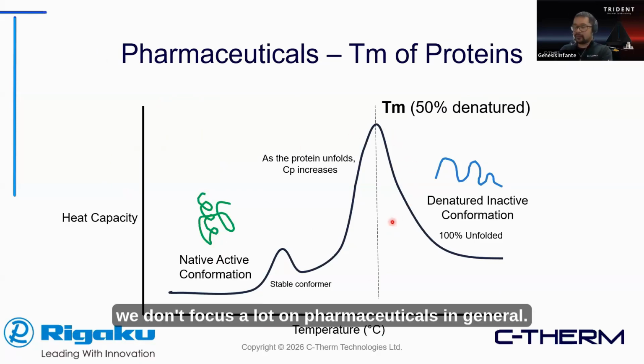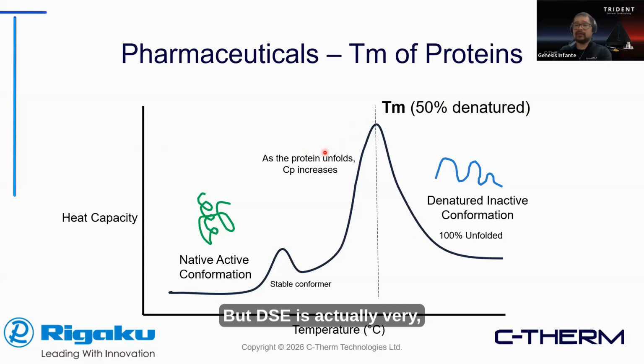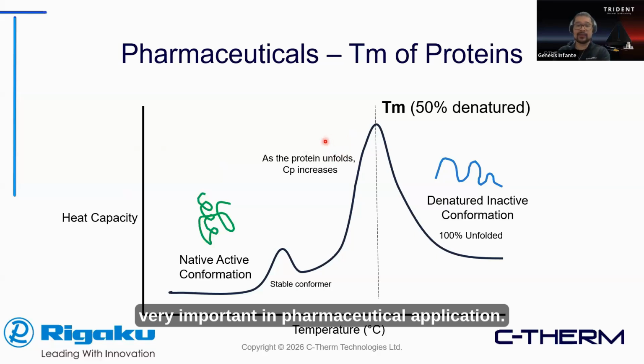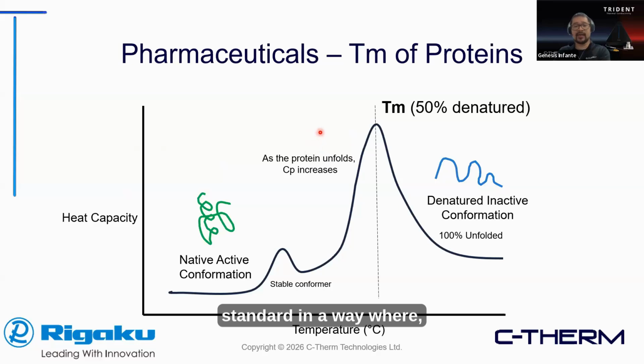And we don't focus a lot on pharmaceuticals in general, but DSC is actually very, very important in pharmaceutical applications. It's considered a kind of gold standard in a way, where it's used to monitor the thermal change during the denaturing of proteins in biopharmaceutical products.